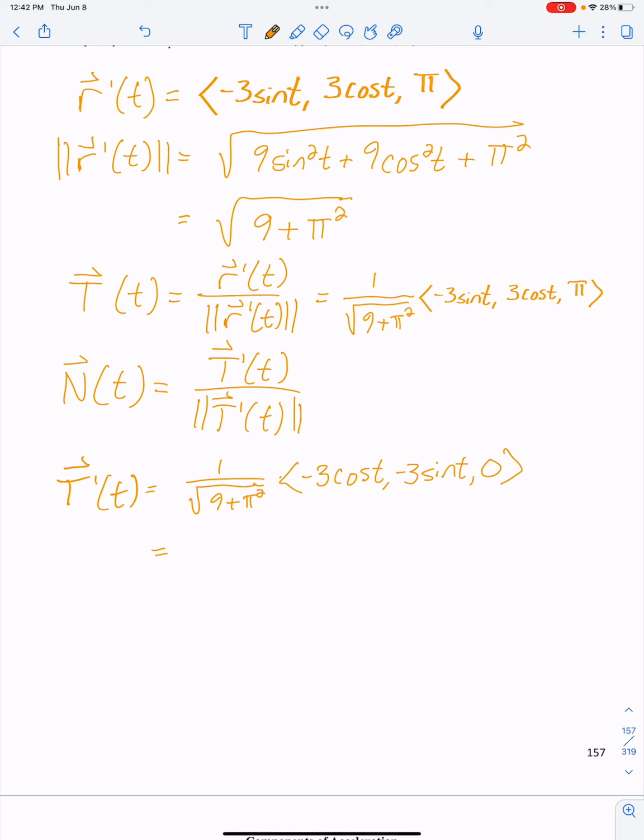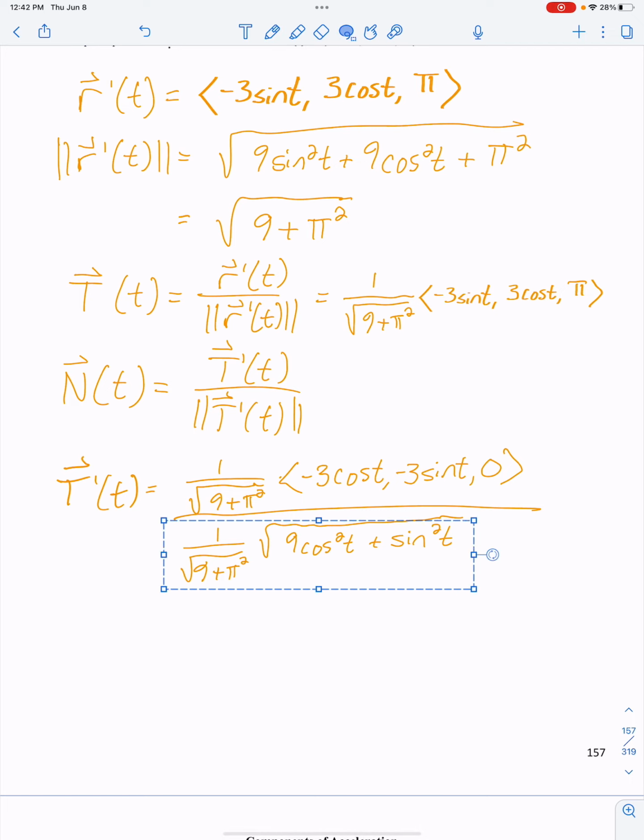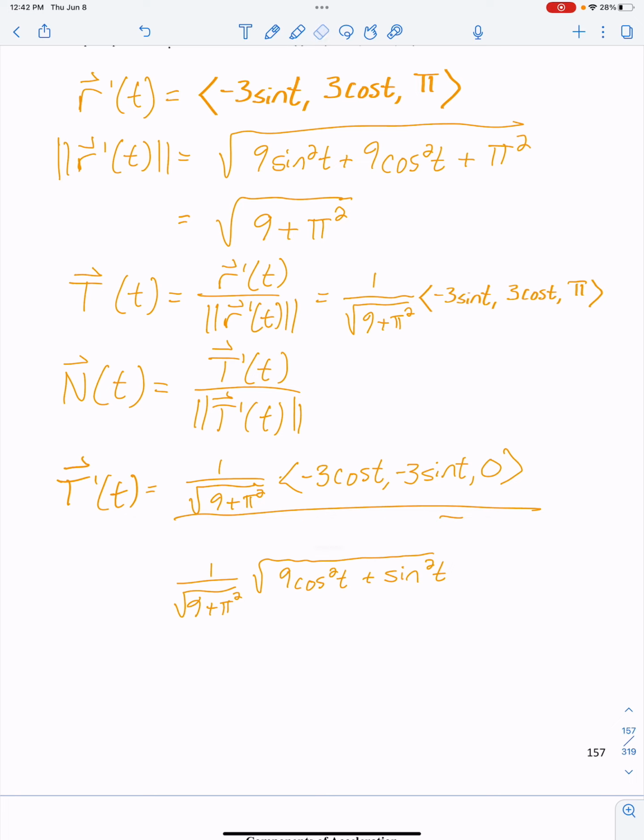All right, so earlier we did r prime, but it wouldn't have been a unit vector. Okay, and then we have to put the magnitude of that thing over it. So it's going to be 1 over the square root of 9 plus pi squared, times the square root of 9 cosine squared t plus 9 sine squared t. Right, that was just T prime actually. Oof, I'm sorry, I'm kind of all over the place in this one. What we just found here is its magnitude.